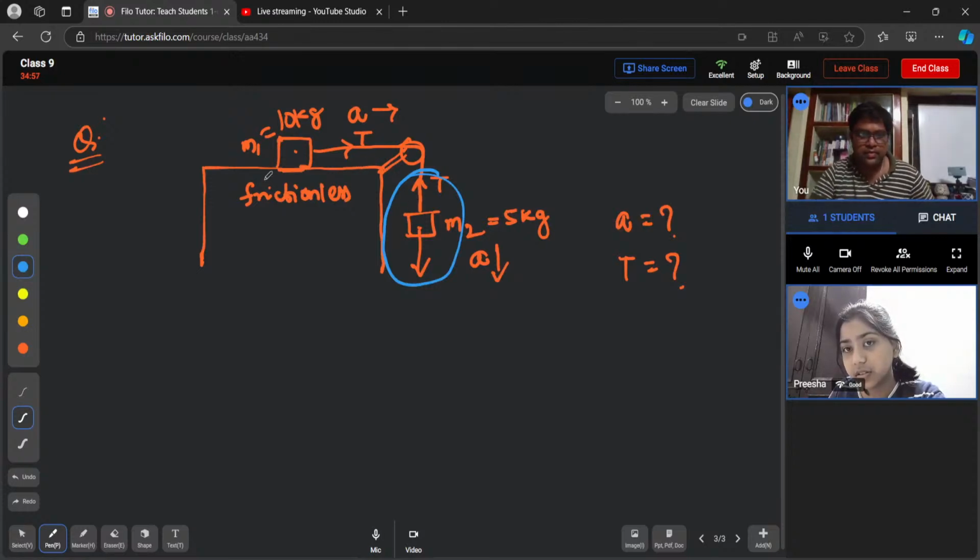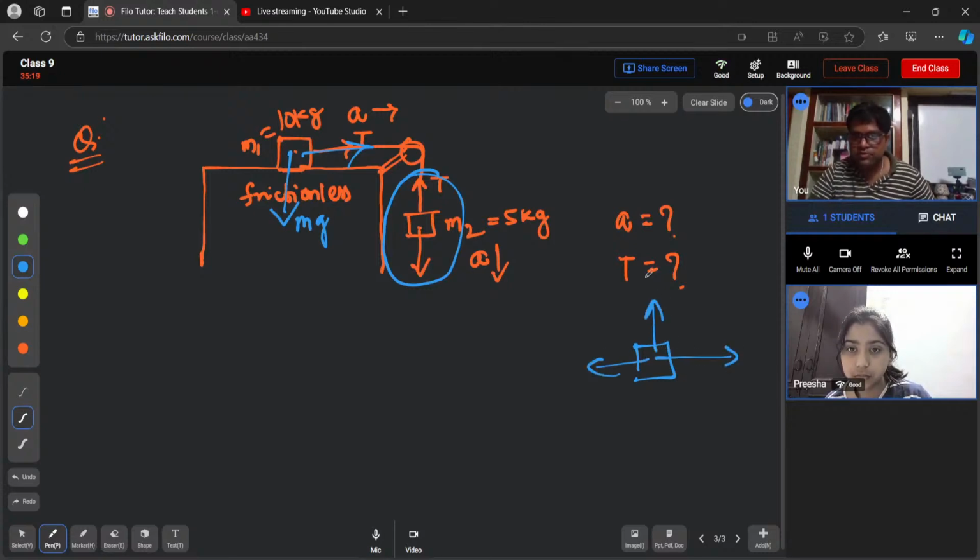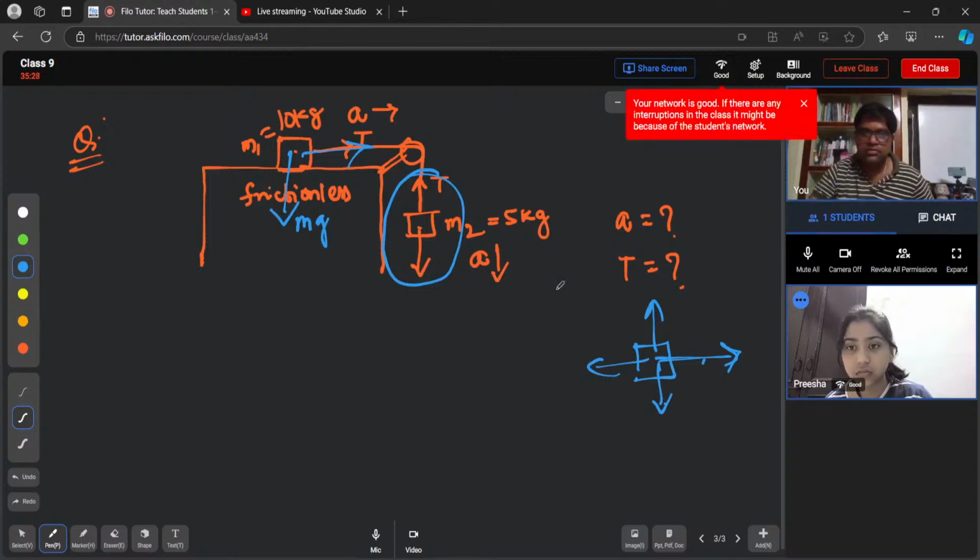No. Here mg is downward. mg and tension are in different directions. So you calculate the net force on the object: right minus left, or if the object is moving up, up minus down. You cannot subtract right from down. That is not the net force.